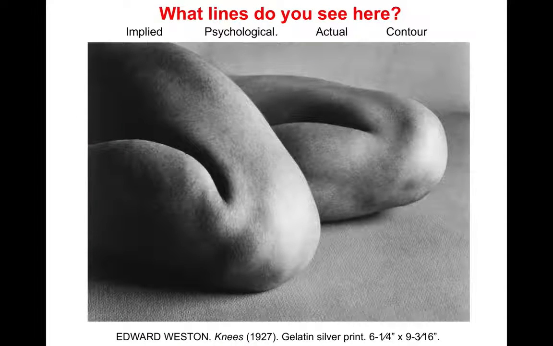So in looking at this example, I want to ask you, what lines do we see here? Are they implied? Are they psychological? Are they actual? Or are they contour? Now, we could see the actual lines in the fabric on the ground, but then we start to examine these knees. And I'm going to show you a quick little animation here. If you follow them, we can see that contour line of both the knees on these legs. So it's just the simple contour line, and notice that direction in which it moves us.